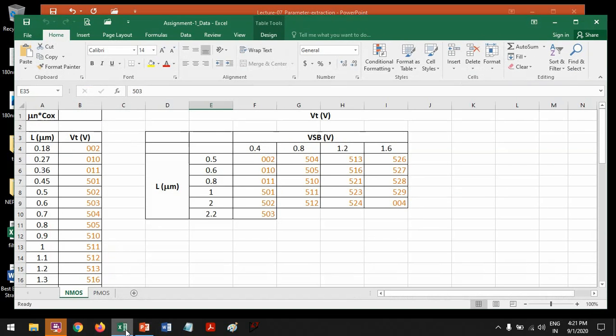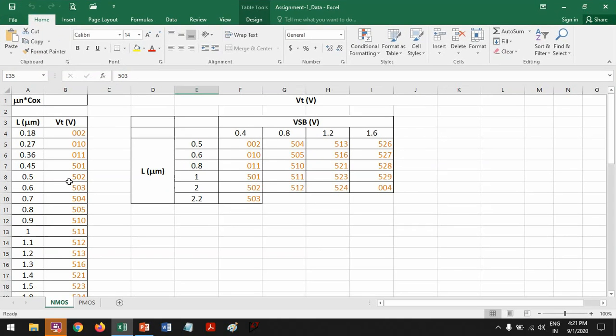So let me show you that Excel file. So this is the Excel file. I have already uploaded it. It has two sheets, one for NMOS, one for PMOS. It has a value of mu and Cox. So ignore the orange or whatever color this is for a minute. That orange is what you are going to determine.